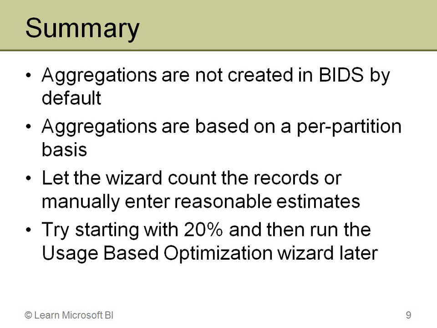If you've got a small enough data set, let the aggregation wizard count the records for you. Simple, you just click one button, and it runs some queries against the relational data warehouse. If it's large, just put some reasonable estimates in there. Again, they don't have to be exact. And again, a rule of thumb, find what works best for you, but for a lot of people, I start with 20%, and then later I'll run that usage-based optimization wizard to try to give them some better aggregations that actually match their query pattern once we've had a chance to log and see what those queries actually look like.